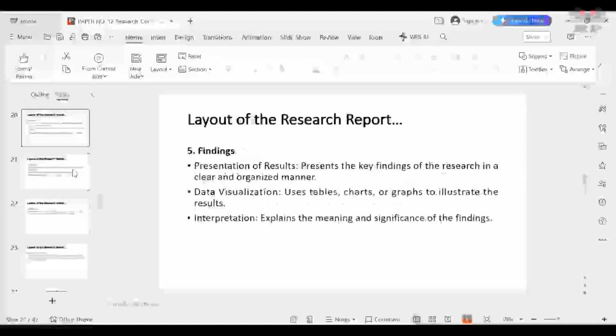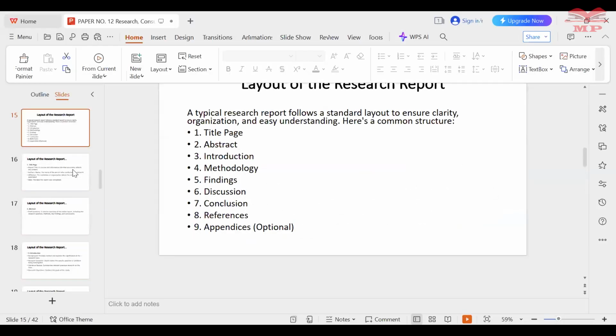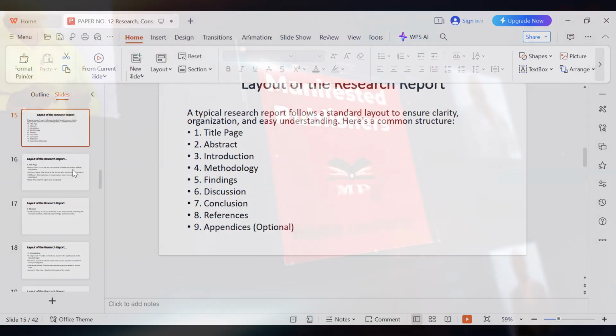So, dear learner, the layout of the report may have number 1, the title page, number 2, the abstract, number 3, introduction, number 4, methodology, number 5, findings, number 6, discussion, number 7, conclusion, number 8, references, number 9, appendices that might be optional. So it's important to bear this in mind.